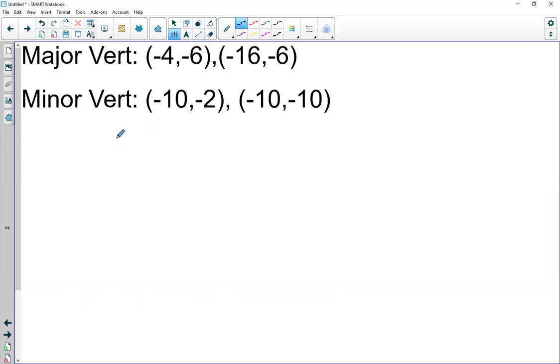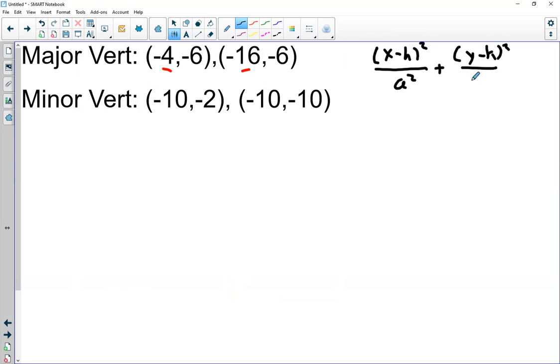Okay. So for this one, first off, look at the major vertices. It's the x's that are changing. So we should know that our equation is going to look something like this, where a is underneath the x because the x is the part of the major vertices. And this one, you need to find the h, the k, the a, and the b to fill that in for our equation.